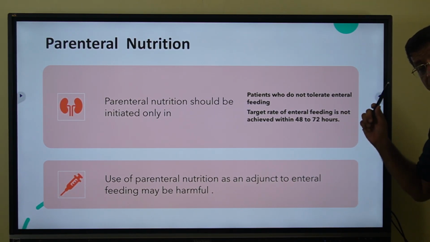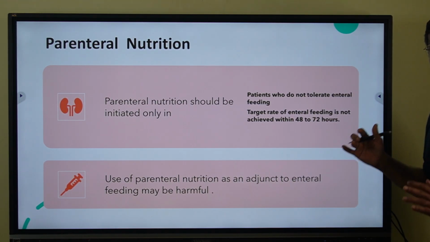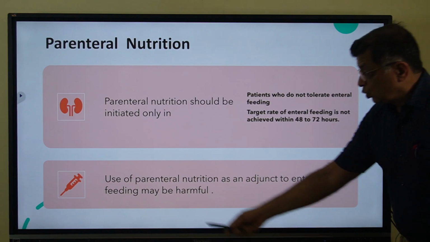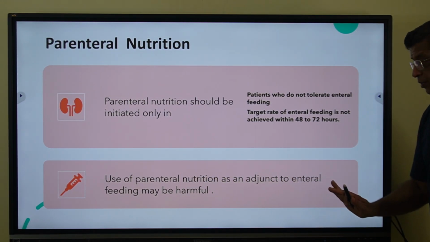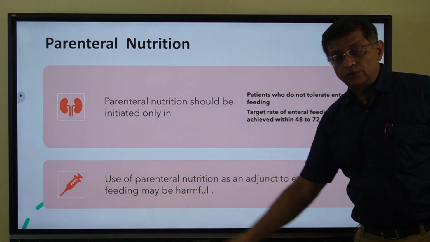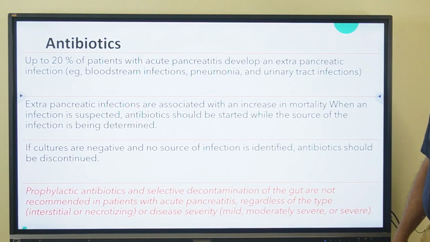What is the target rate? At least 30% of the calories should be fulfilled with the enteral feeds. Use of parenteral nutrition as an adjunct to enteral nutrition is no longer recommended. So it may be actually harmful. So just don't give partial parenteral nutrition.